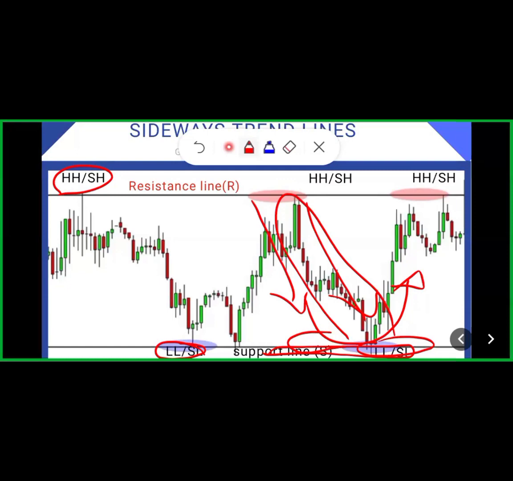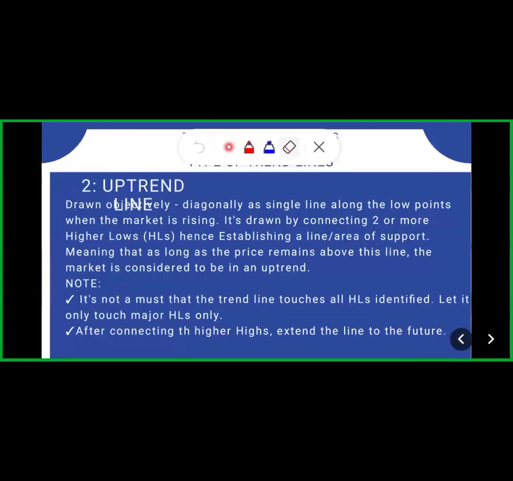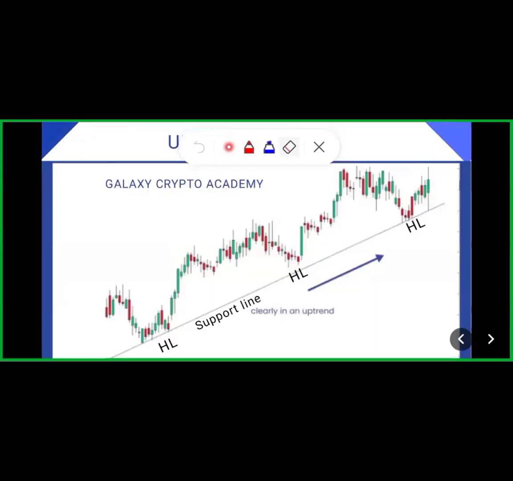So when you draw a sideways trend line, you draw it horizontally by connecting swing highs to swing highs, swing lows to swing lows, with whatever you've connected on the swing high forming the resistance, and whatever you've connected on the swing lows forming your support. So that is what this sideways trend line is all about. Now, why is it very important for you to know how to draw this trend line?